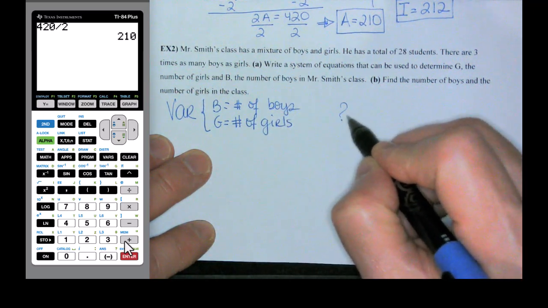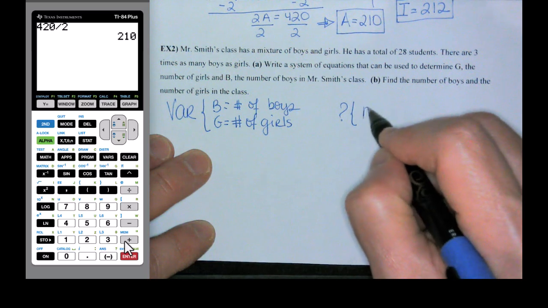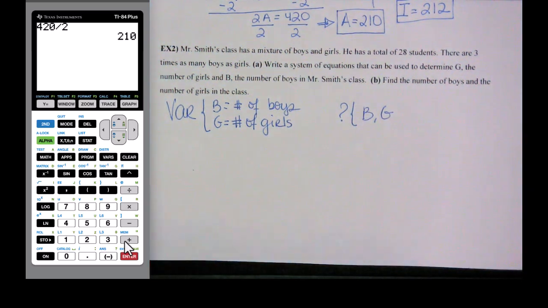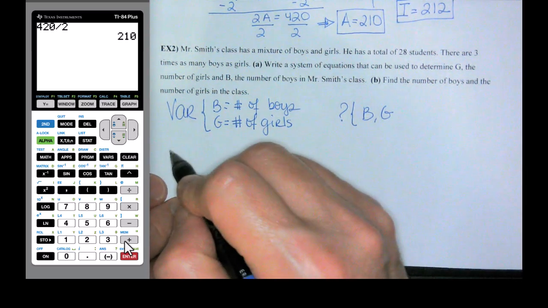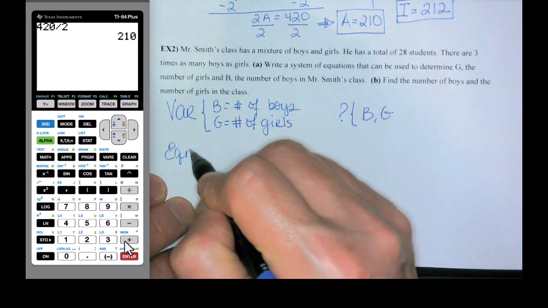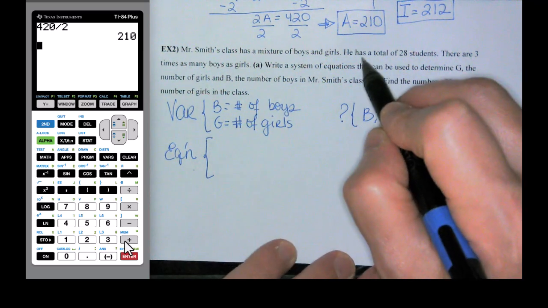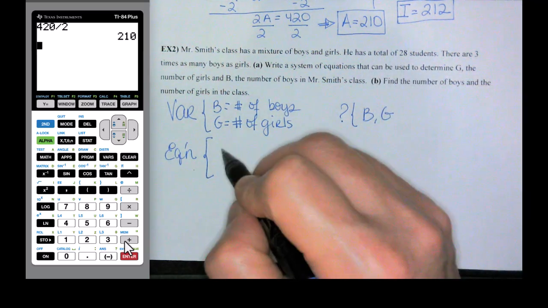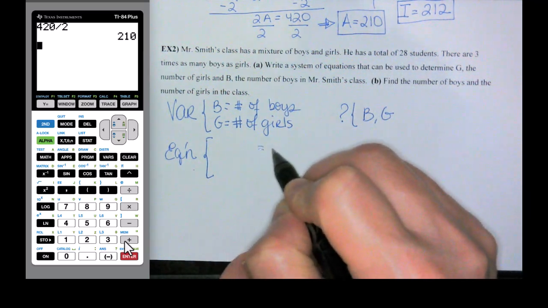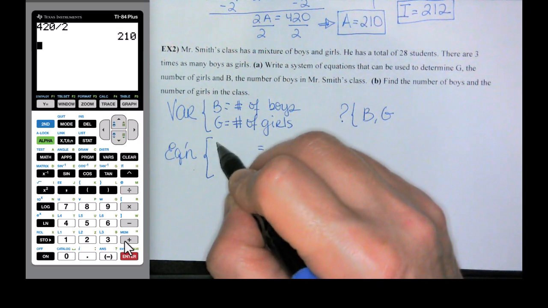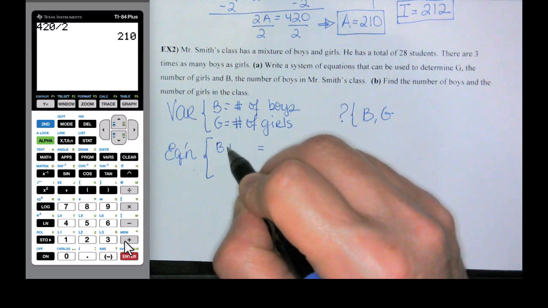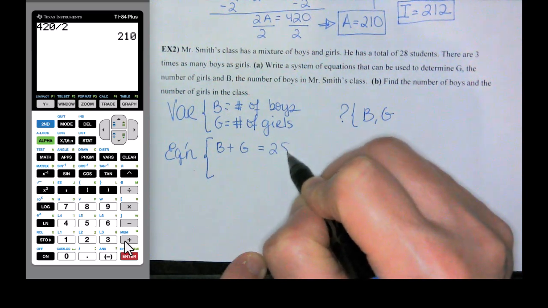The question of this problem is find the number of boys and girls. Very good. Then we're going to do equation. And the problem says there are a total of 28 students. Well, there's 2 types of students, the boys and the girls. So B plus G equals 28.